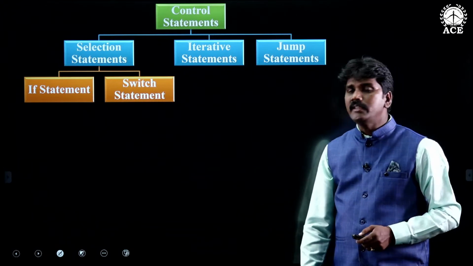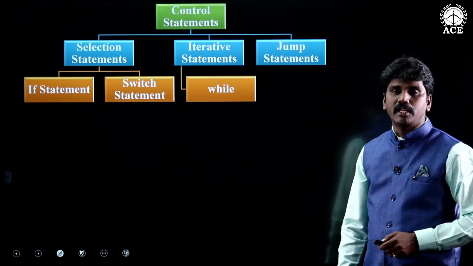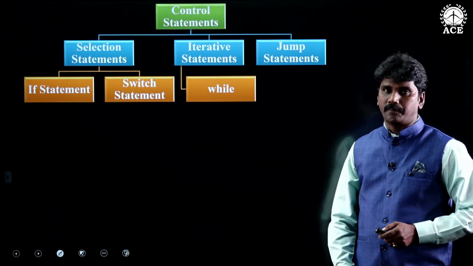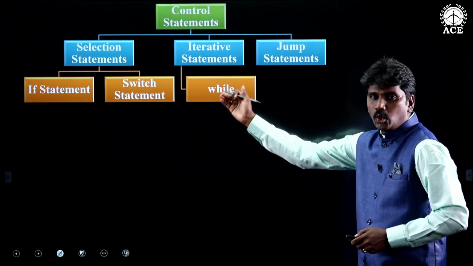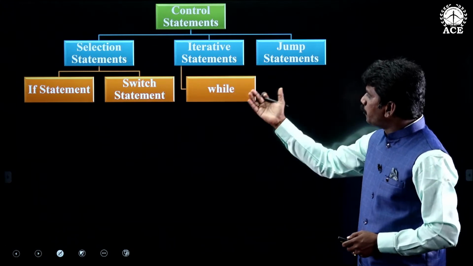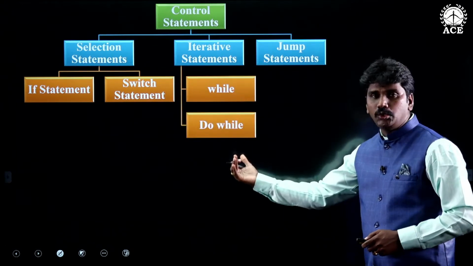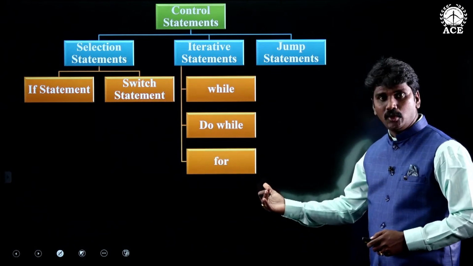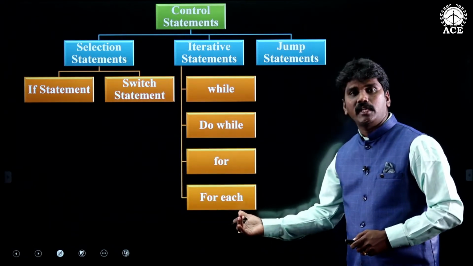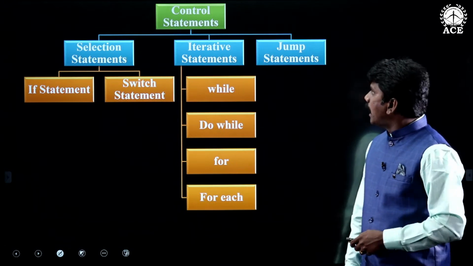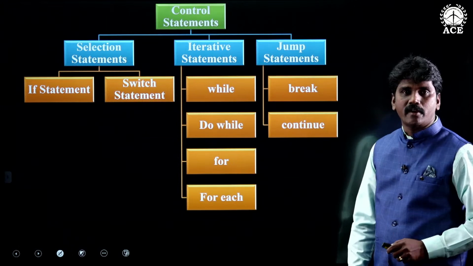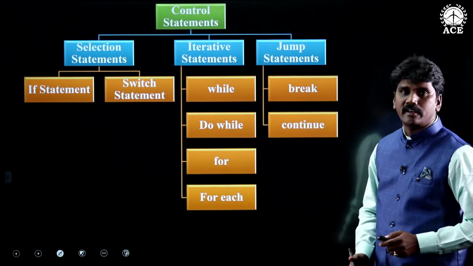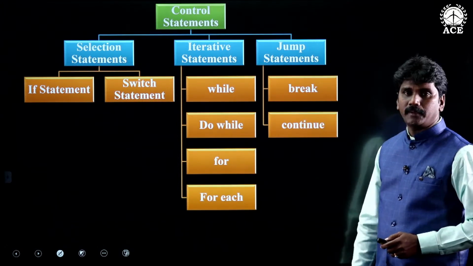And also we are having different iterative statements, like four different iterative statements. One is while. These are also called the loops, like while loop. Second one is do while loop. Third one is for loop. And the fourth one is for each loop. And also we are having jump statements. There are two jump statements in Java. One is break statement and the second one is continue statement.